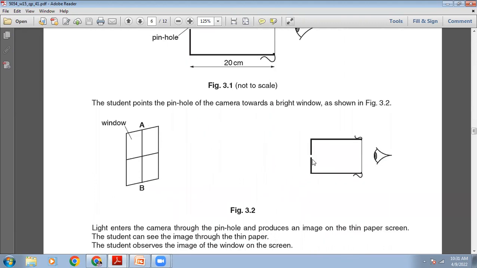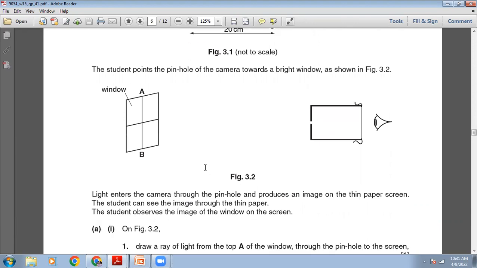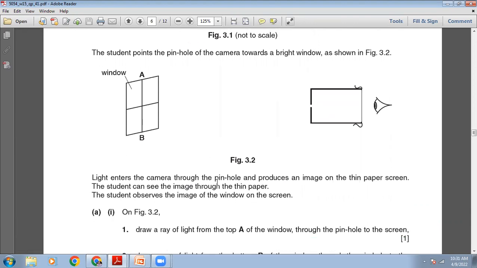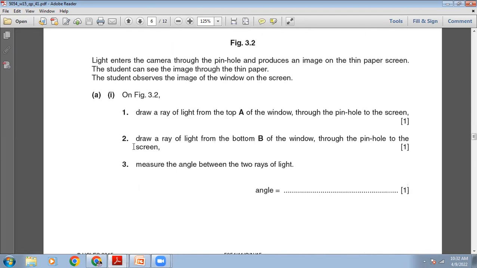So here you have the window, here is the small pinhole, here will be the screen, a transparent screen, and from here you are watching. Light enters the camera through the pinhole and produces an image on the thin paper screen. The student can see the screen through this thin paper. The student observes the image of the window on the screen.